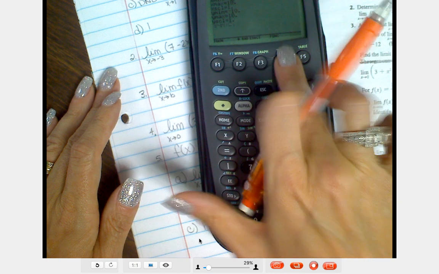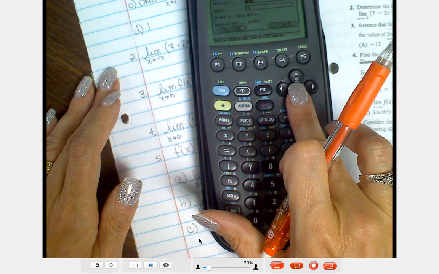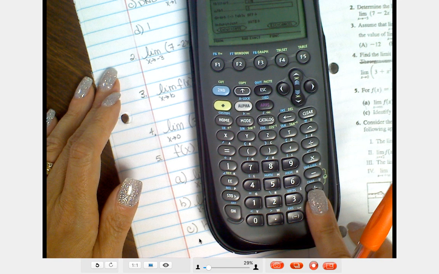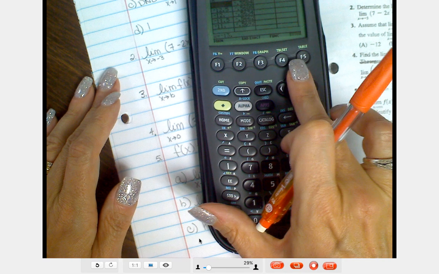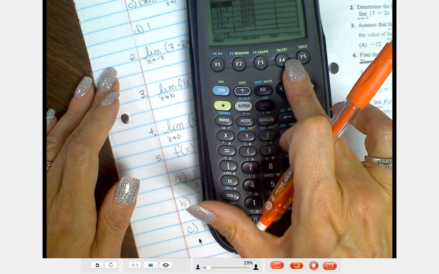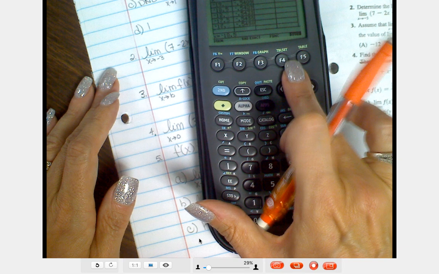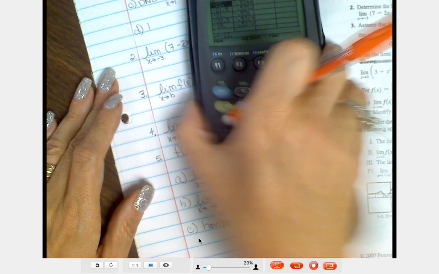Oh, table set. I can go to negative 20. Oh, well. And you can see here that we go on out and it's still approaching negative 0.5.